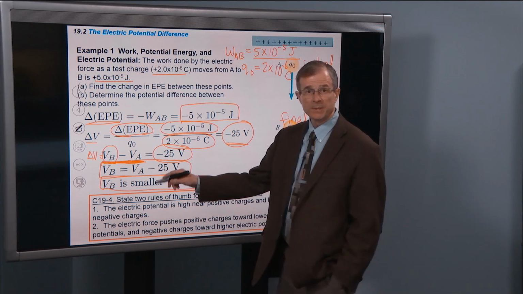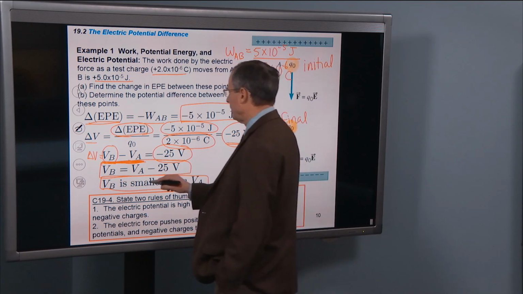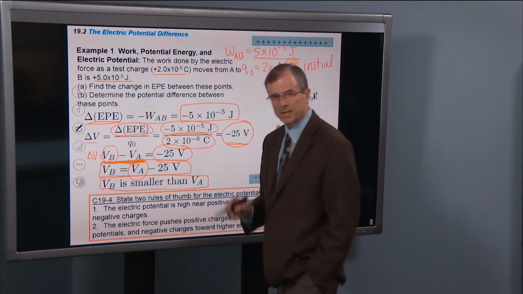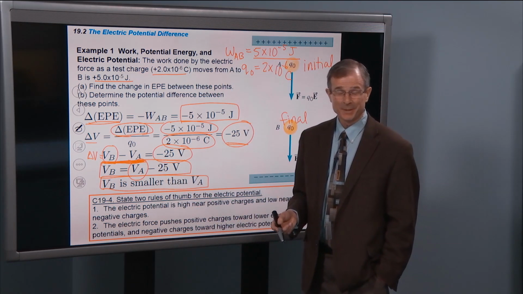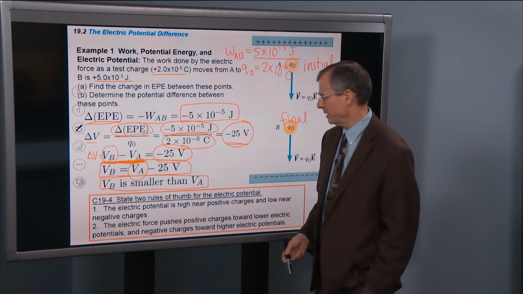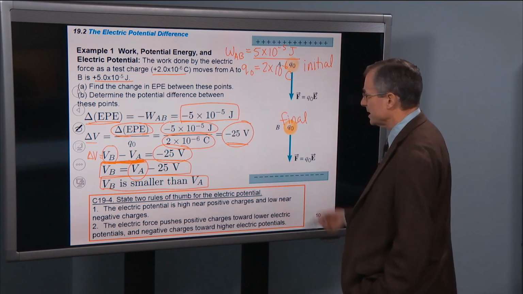How do we know that VB is smaller than VA? Well, if I take whatever VA is and I subtract 25 volts from it, then I'm going to get something smaller. Had I added, then VB would have been bigger. All right, so that's how to do that problem.